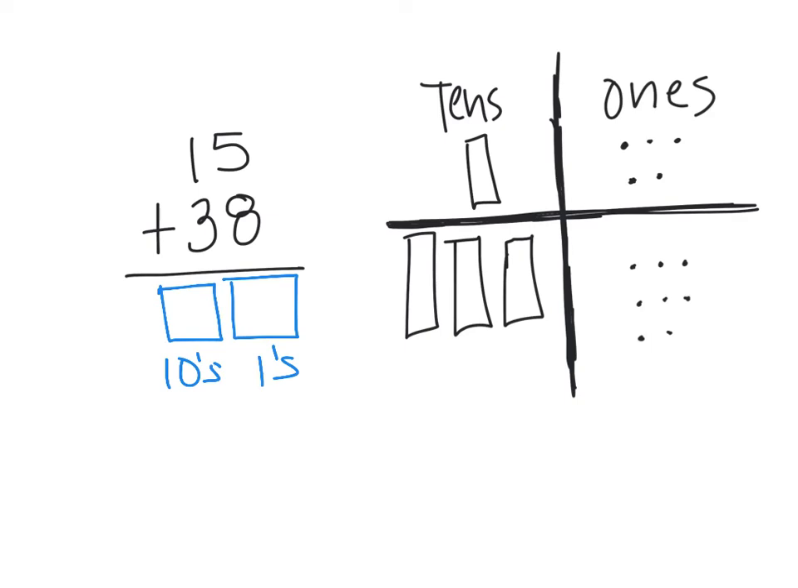So we're going to bring these 5 ones down here. So I'm going to redraw them. 1, 2, 3, 4, 5. So we have 5 down there. So I brought all those down there. Okay. Now what we'll do is we'll regroup. So I need to count 10. So 1, 2, 3, 4, 5, 6, 7, 8, 9, 10.